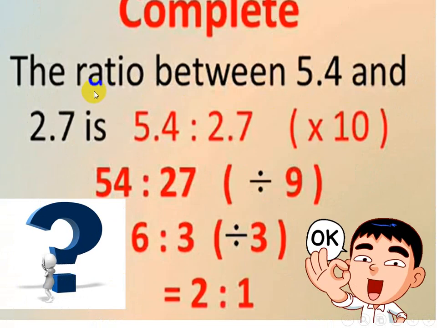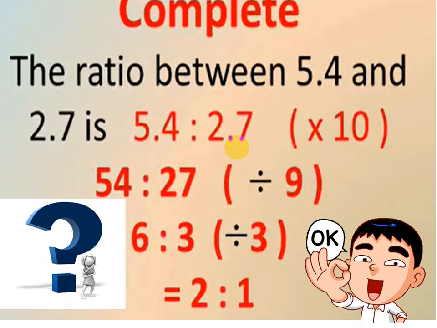Another example. The ratio between 5.4 and 2.7. Remember, my dear students, the two terms of the ratio must be integers, whole numbers. 5.4 is the first term, so I write it first. 5.4 to 2.7. I must convert the two decimal numbers into whole numbers without a point.